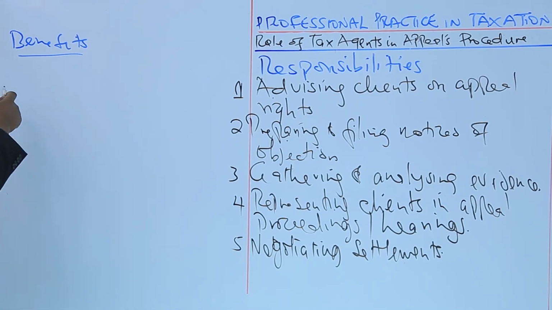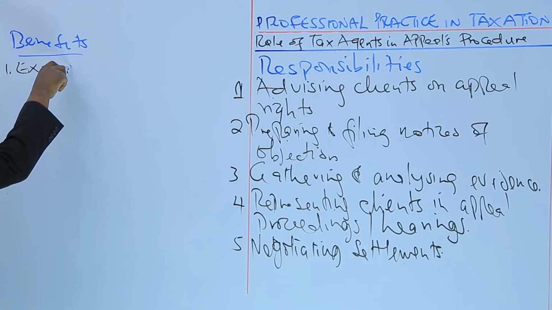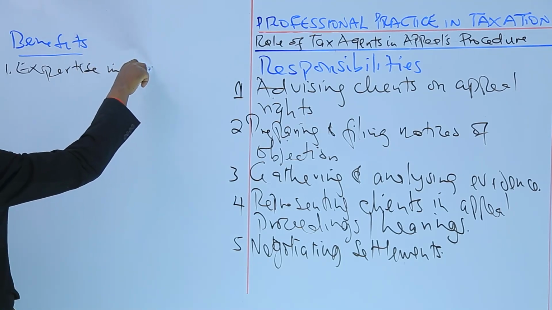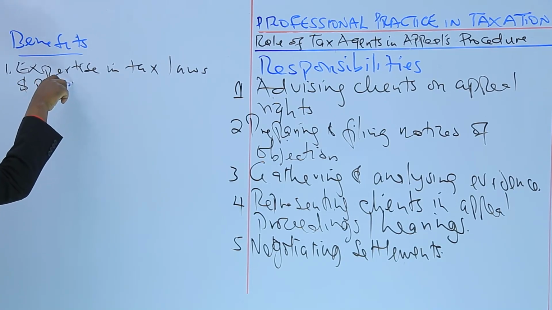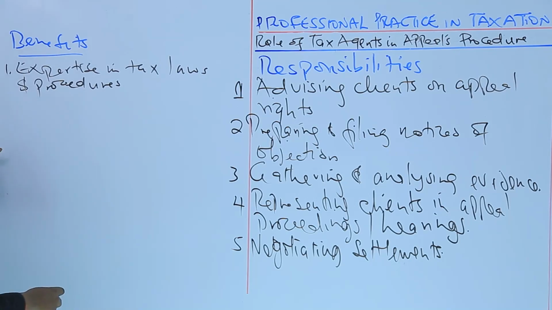The first advantage is that of expertise in tax laws and procedures. Tax agents have expertise in tax laws and procedures. They have a deep understanding of tax laws, regulations, and appeal procedures, ensuring that taxpayers' rights are protected and their cases are presented effectively. That is an advantage. Expertise in tax laws and procedures.